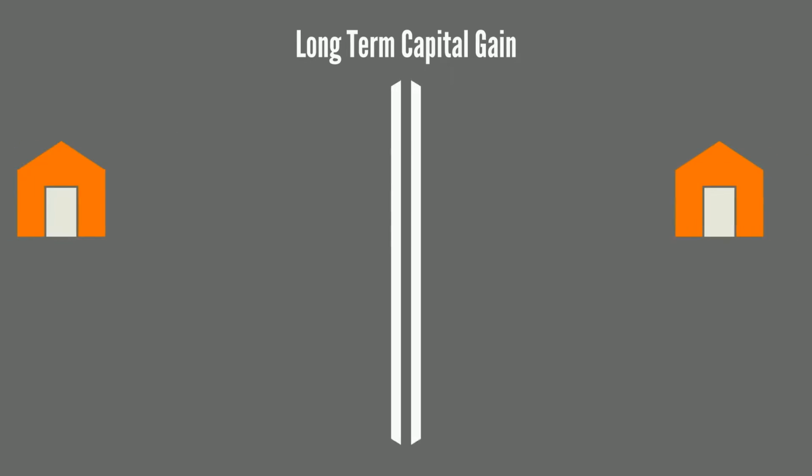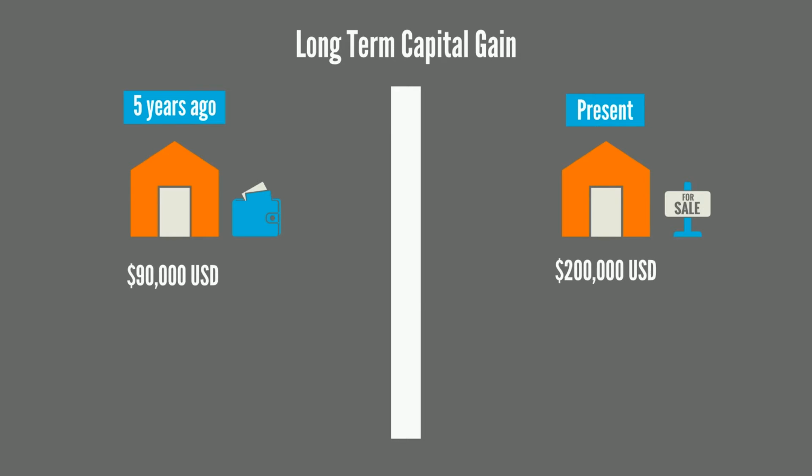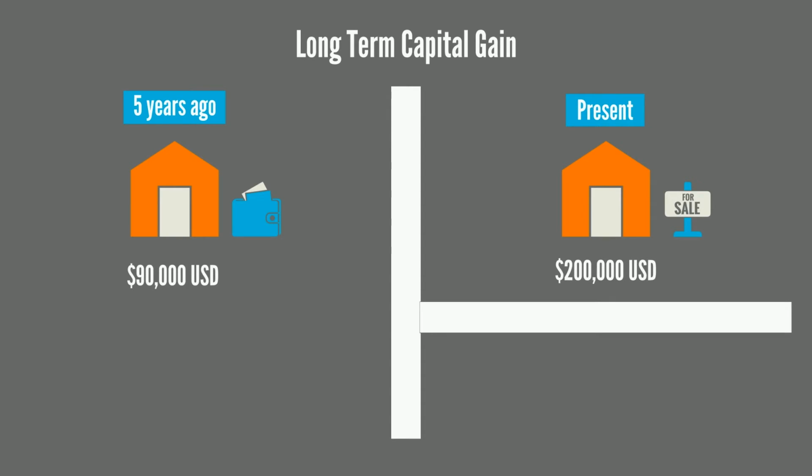39.6%. For example, assume that you purchased your property 5 years ago for $90,000 USD. Now you have sold it for $200,000 USD. In this case, the gain would be classified as a long-term capital gain. Your profit of $110,000 would be taxed at a long-term capital gains rate of only 15%, or $16,500 US.